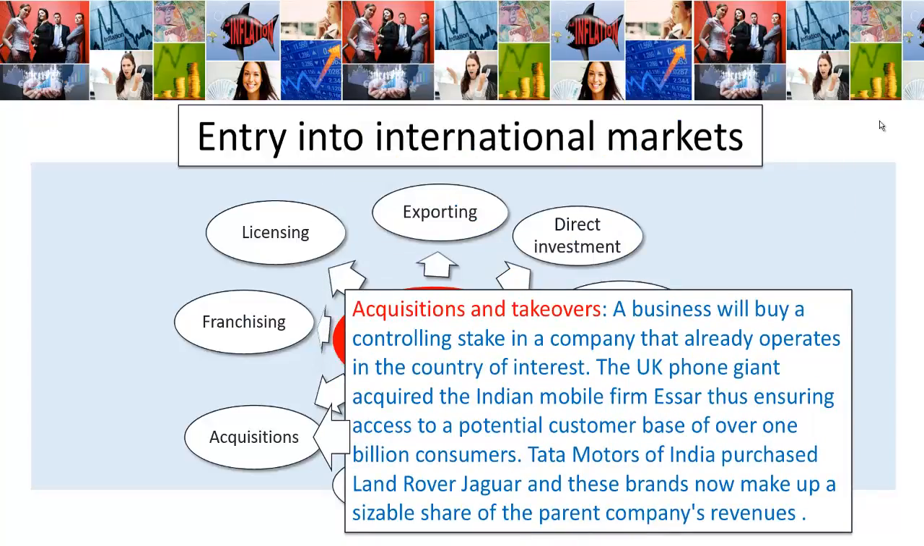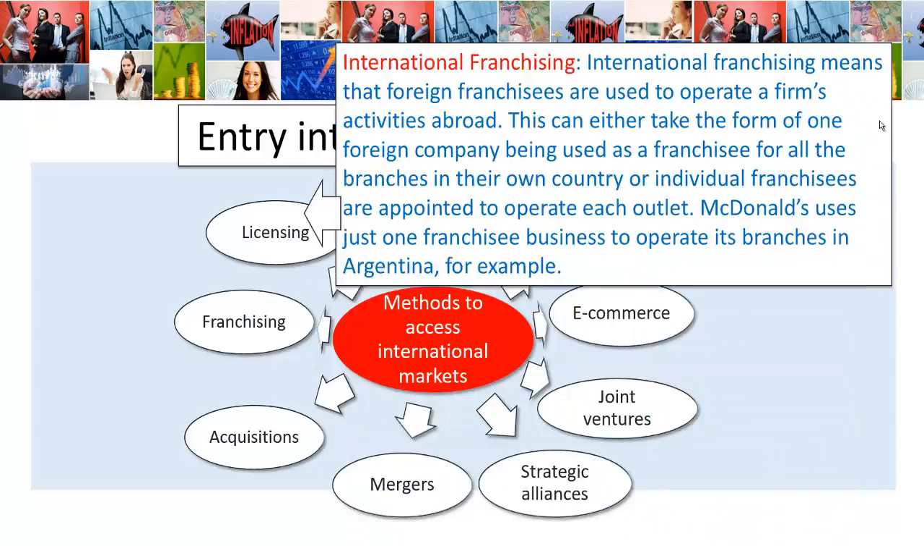Acquisitions and takeovers. Now, this business will buy a controlling stake in a company that already operates in the country of interest. So, for example, the UK phone giant acquired the Indian mobile firm Essar, which ensured access to a potential customer base of over 1 billion consumers. And vice versa, from India to the UK, Tata Motors of India purchased Land Rover Jaguar, and these brands now make up a sizable share of that company's revenues.